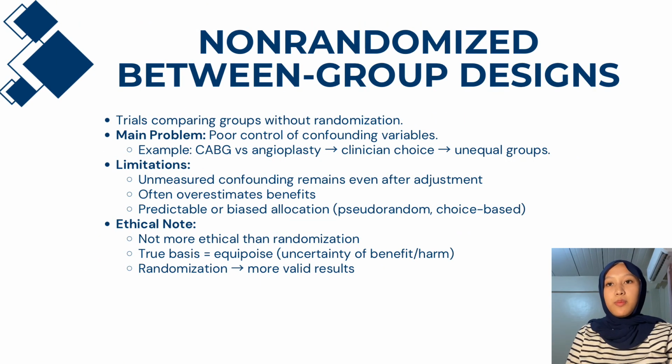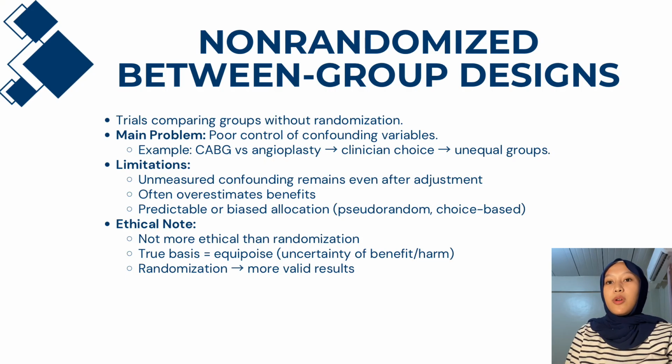Non-randomized between group designs assign participants to groups without randomization, making them prone to confounding. For instance, if doctors choose whether a patient gets bypass surgery or angioplasty, the groups may differ in ways that influence outcomes. Even with statistical adjustments, unmeasured confounders remain, which is why non-randomized studies often overestimate treatment benefits. Attempts to mimic randomization, such as assigning patients by record number or by choice, still introduce bias.